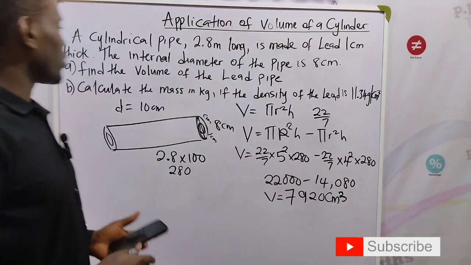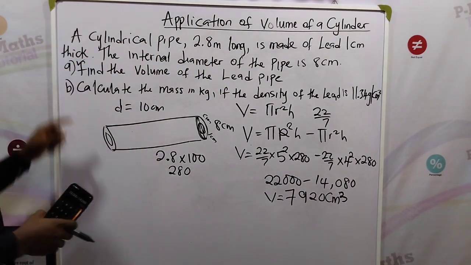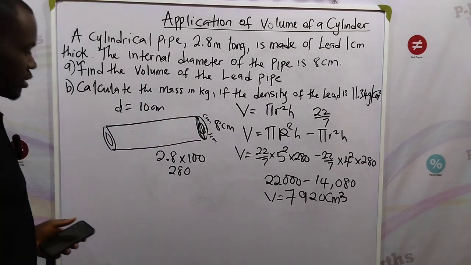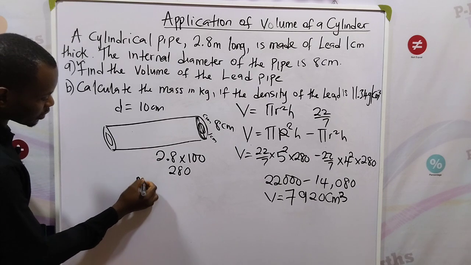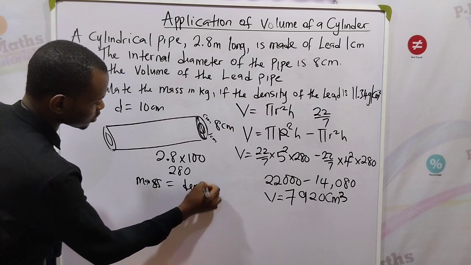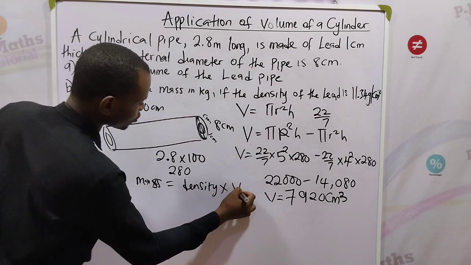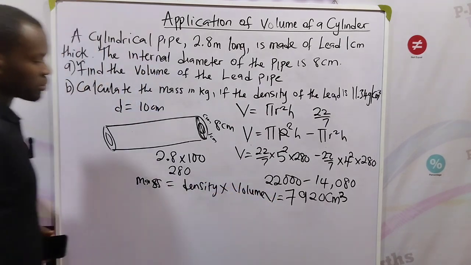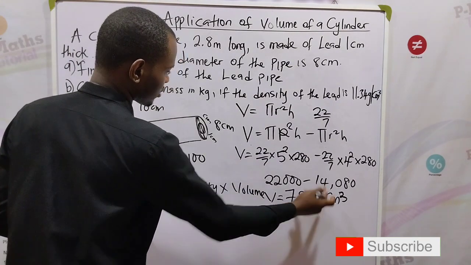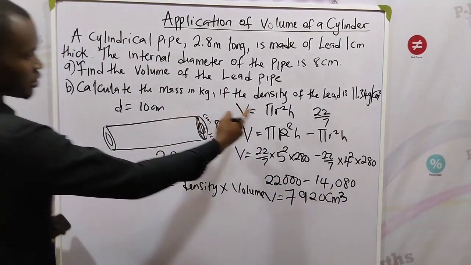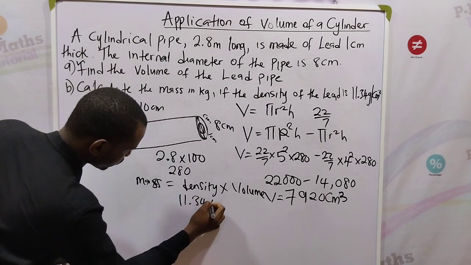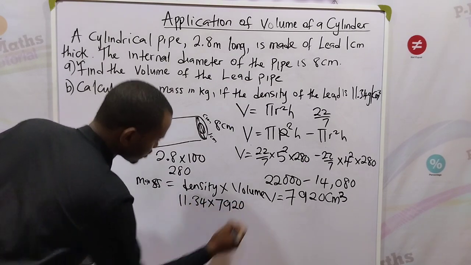All right, so having solved the first one, let's consider solving the second one. We are asked to find the mass. How do we find the mass? We get the mass when we multiply the density against the volume. Okay, we multiply the density against the volume, and here our volume is 7,920, but the density is 11.34. So I'm going to say 11.34 times 7920.